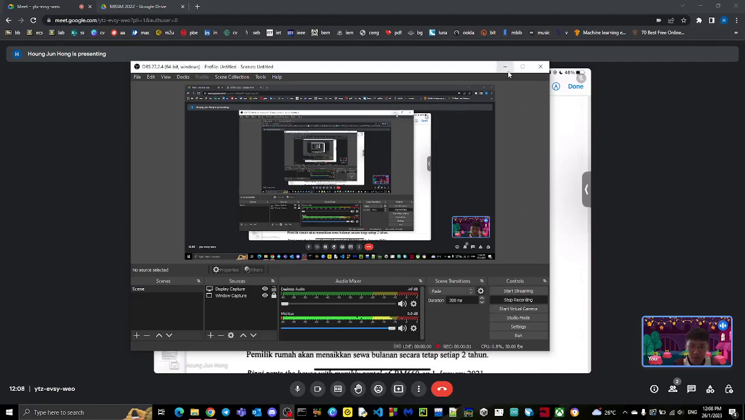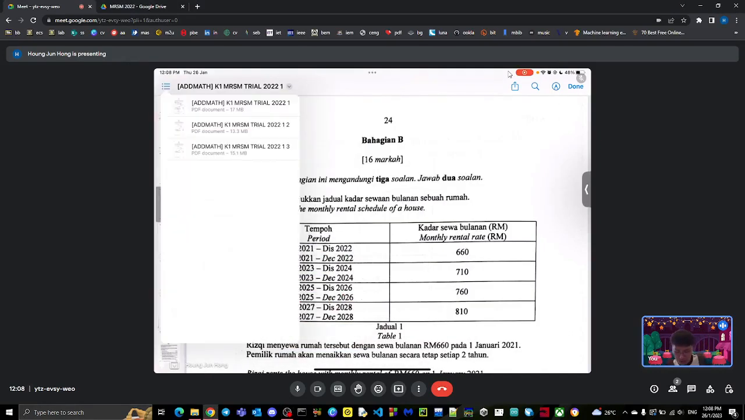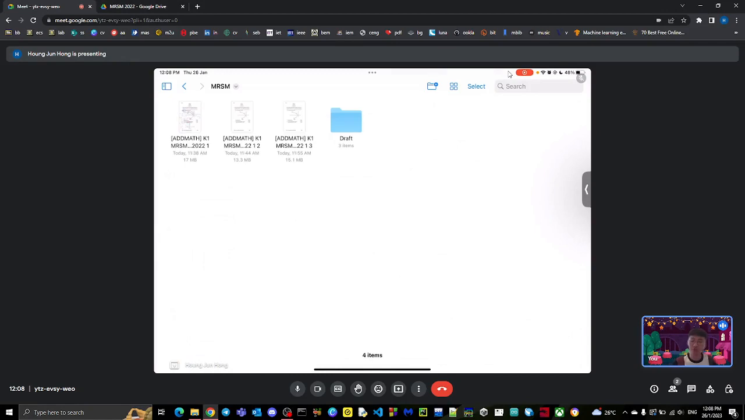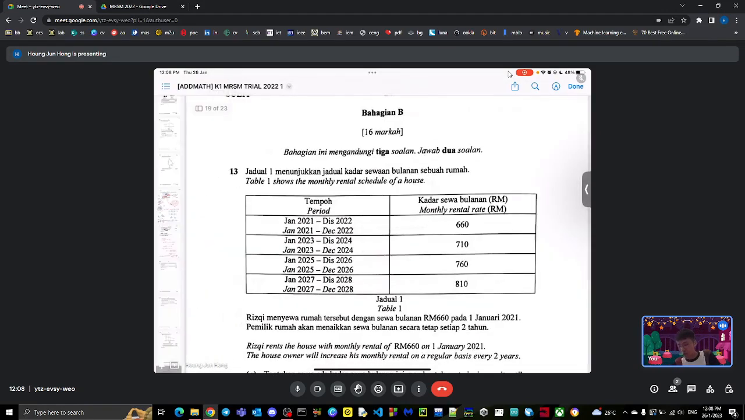Okay, so now let's look into section B, the last 3 questions, which I would say are the hardest questions on this paper also. Now let's look into section B, question 13 about progression. As you can see here, it asks you, what kind of progression is this?